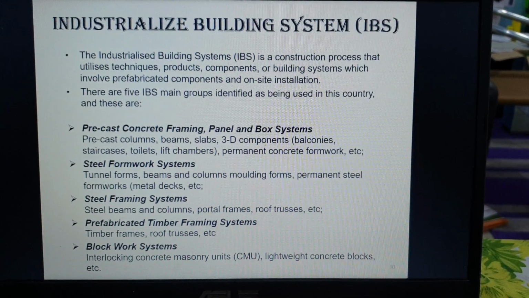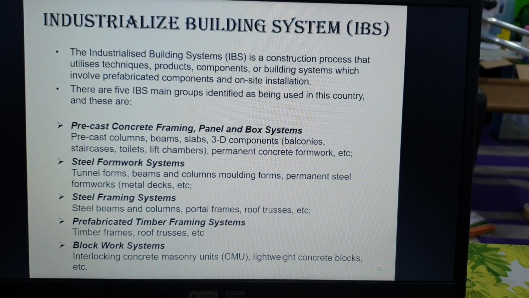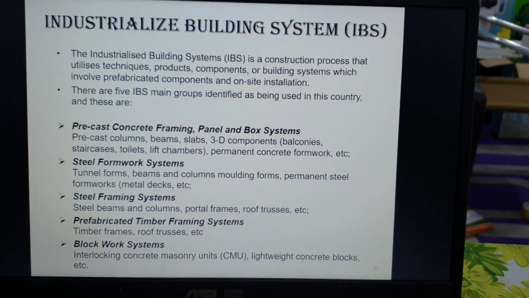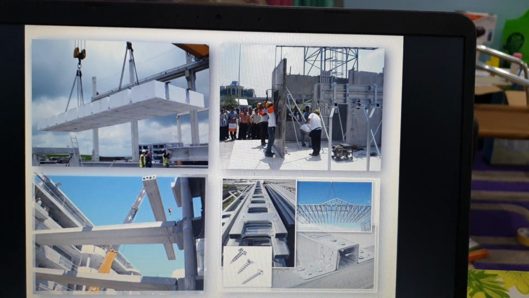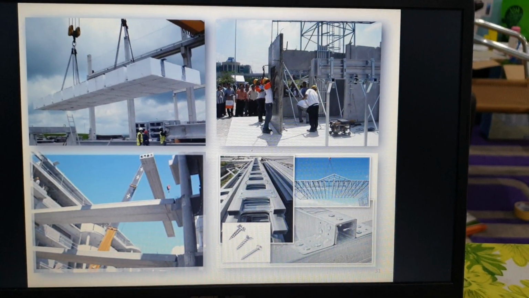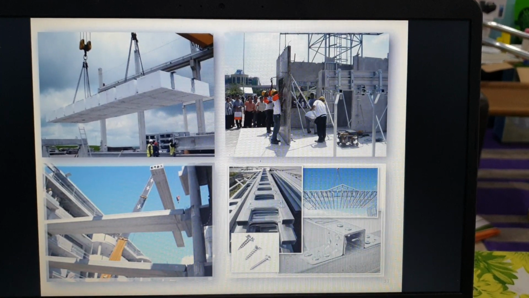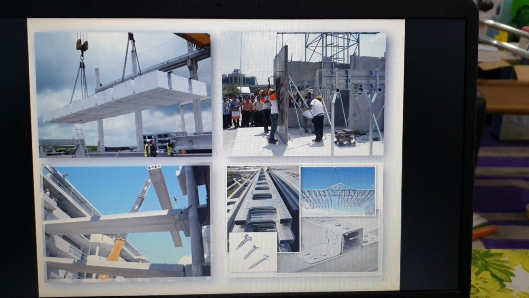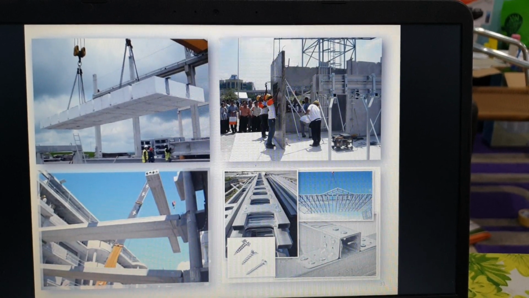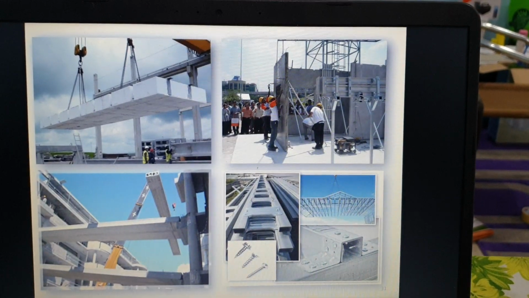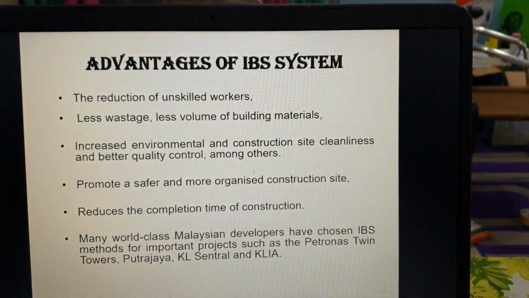We have precast concrete framing, panel and box systems, steel formwork systems, steel framing systems, prefabricated timber framing systems, and blockwork systems. These are the kinds of IBS products. This is very good in terms of speeding up your construction time. You cast all this material in the factory, then arrange the transport, bring it to the site and install it there.